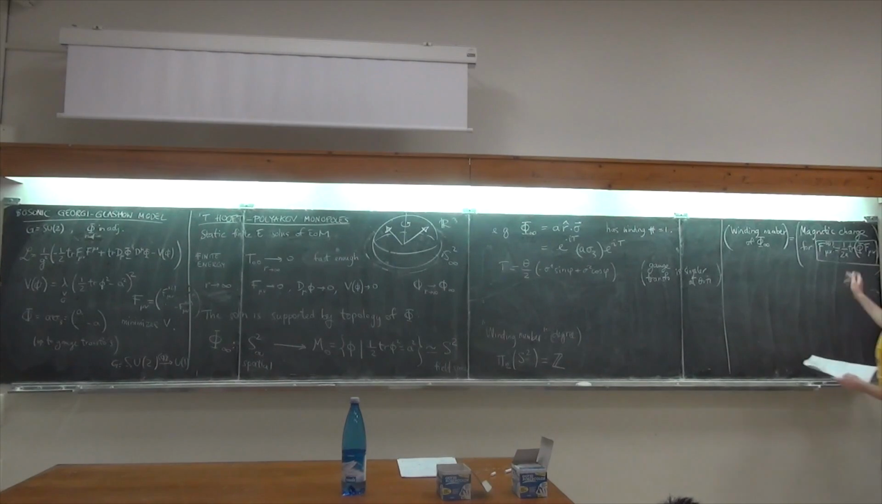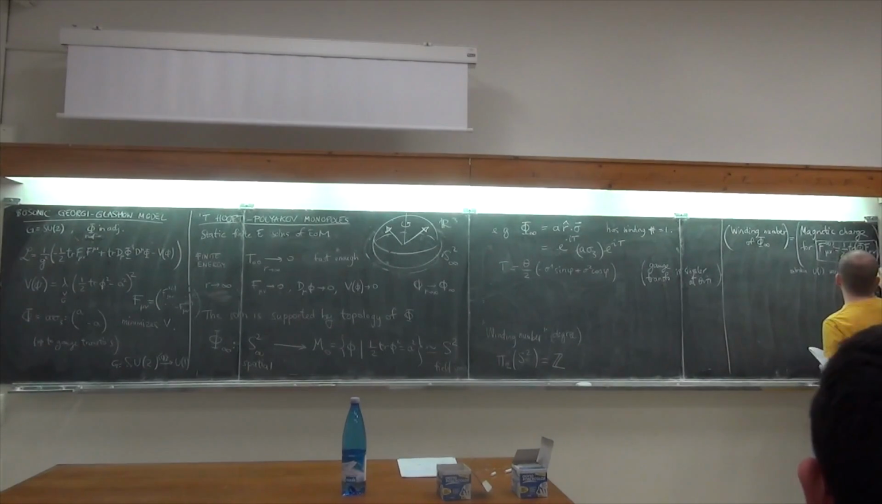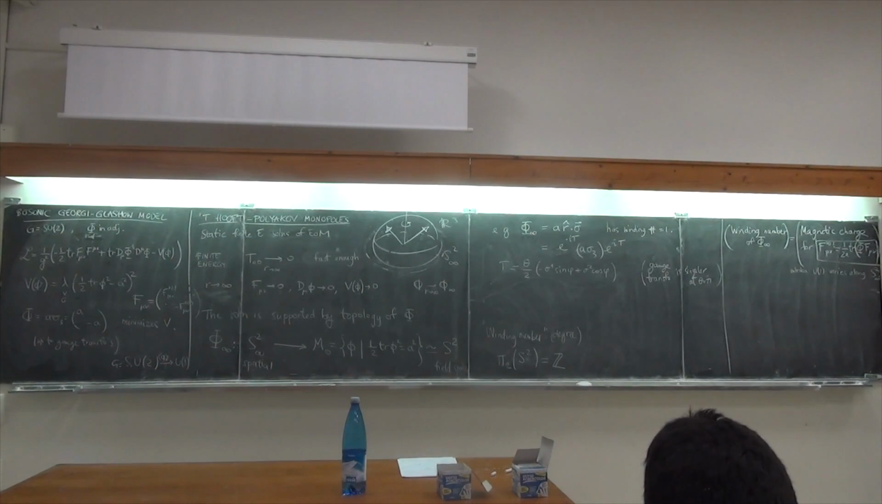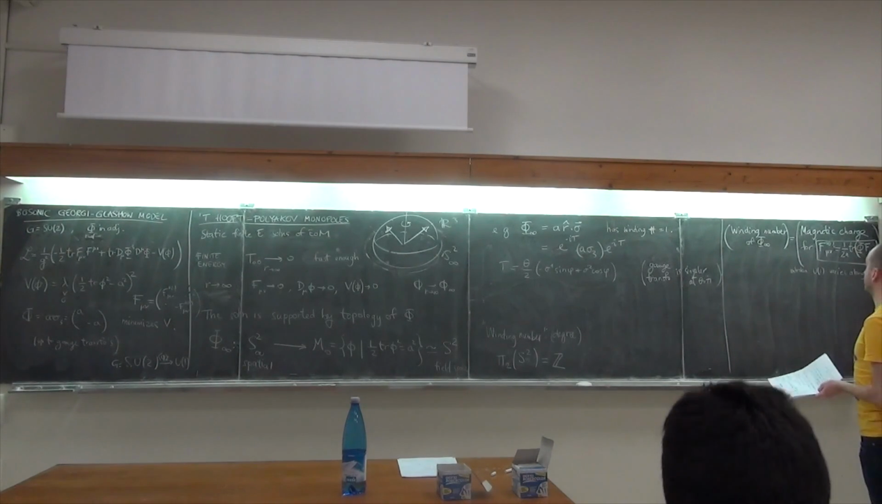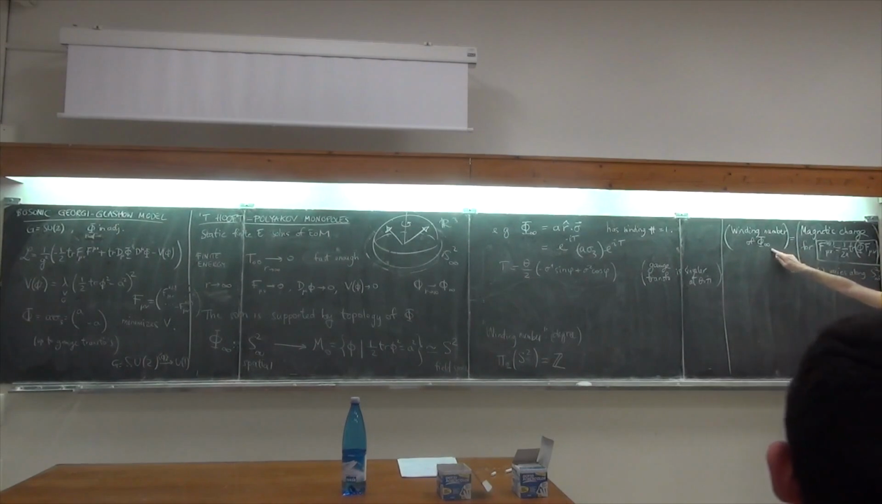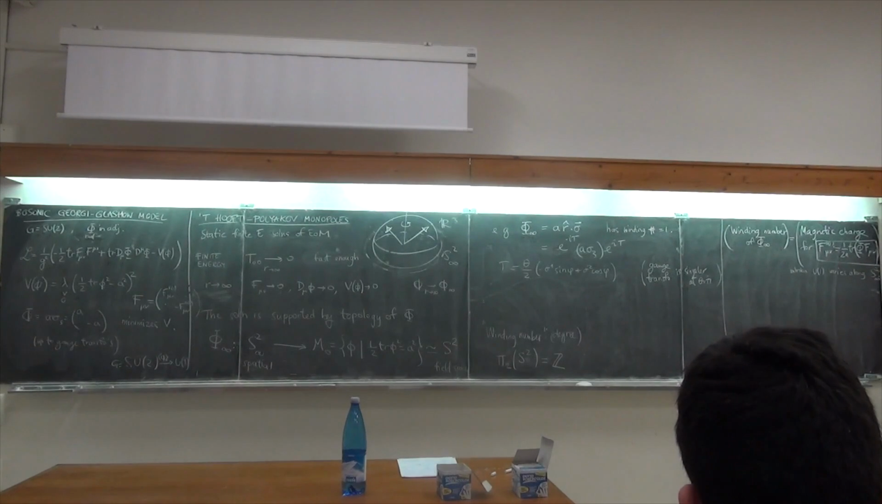So again, this unbroken U1 varies along the two sphere. And so, okay, why is the winding number of the scalar field correlated with a magnetic charge? I'm just going to give a heuristic argument to suggest that this can possibly be the case.